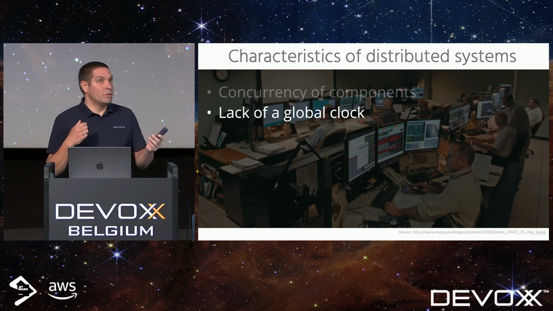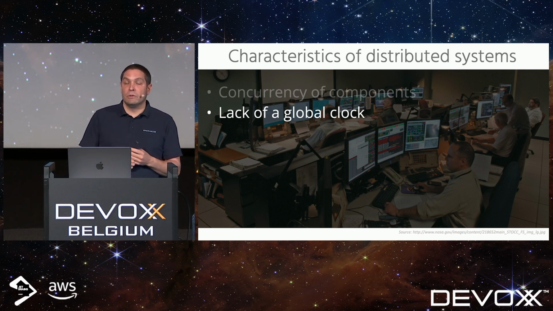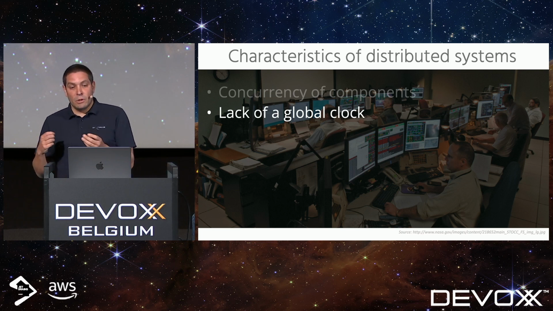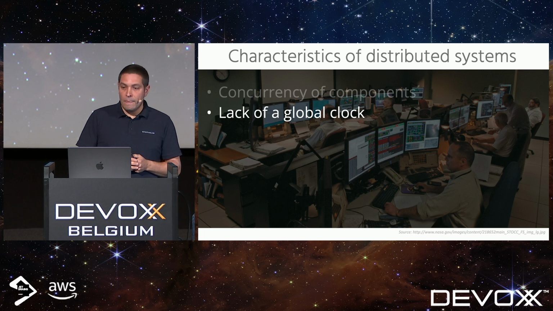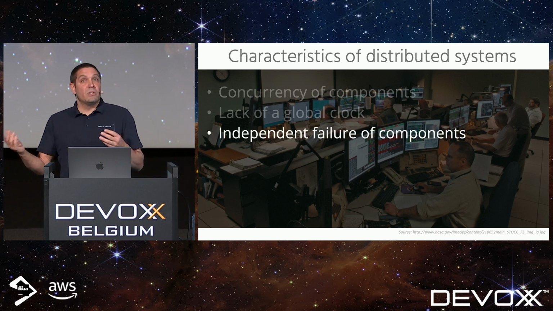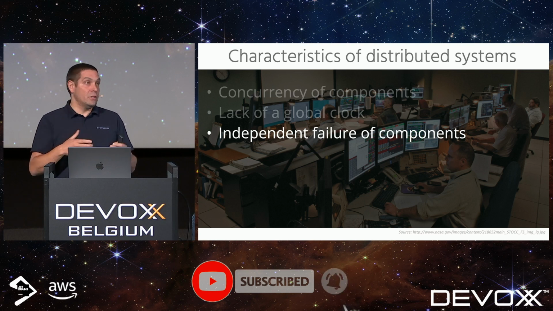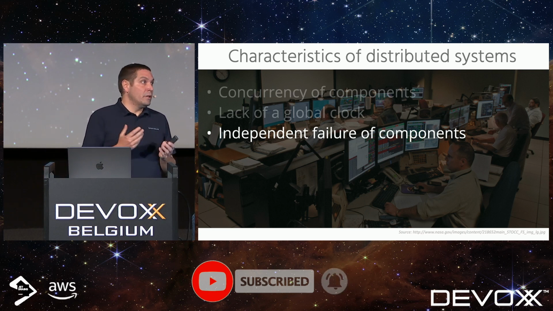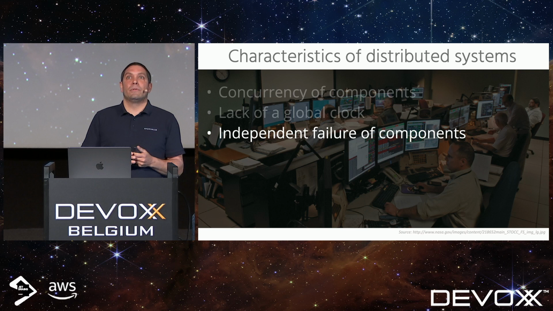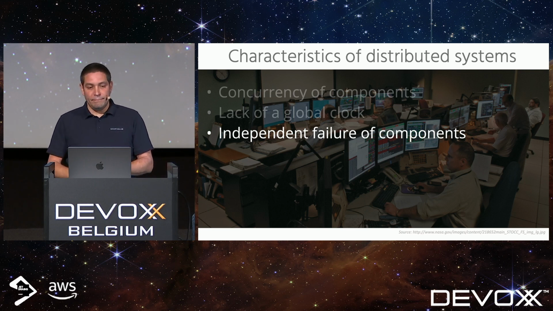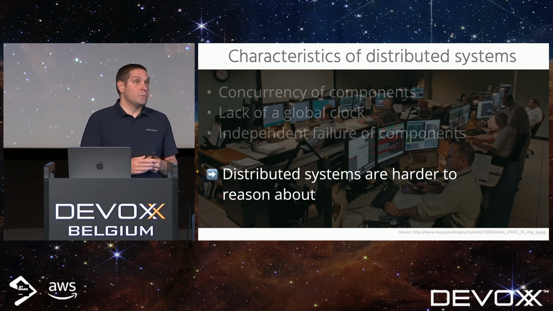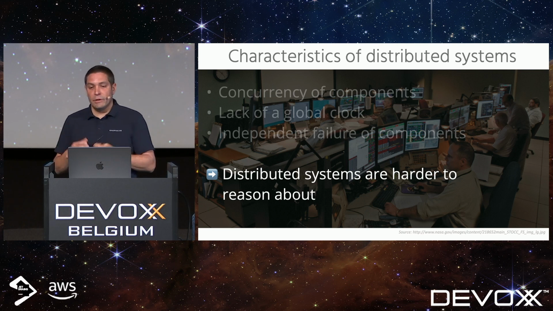Time in distributed systems, especially when you're distributed across the world, is not really reliable. Actually, because quartz crystals that are using these clocks, they tend to drift. And components can fail independently of each other, which means that at some point, if your system is big enough, you can be pretty sure that at any point in time, at least some parts of your system are broken. And as a result, distributed systems are harder to reason about, harder to fit in your head.